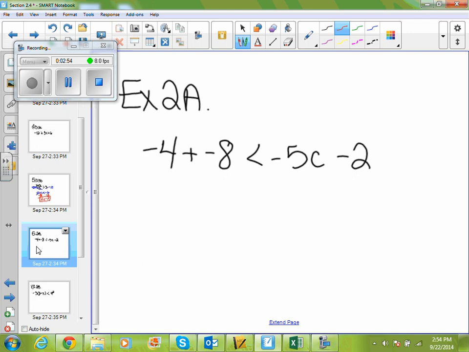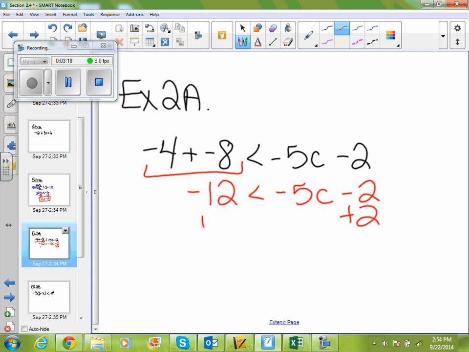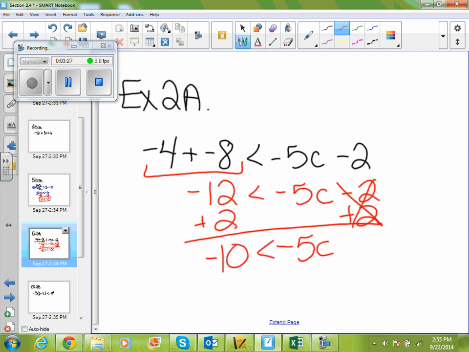Let's look at 2a. I have negative 4 plus negative 8 is less than negative 5c minus 2. First thing I have to do is combine my like terms. What's negative 4 plus negative 8? Negative 12. So I get negative 12 is less than negative 5c minus 2. So we add 2. Negative 10 is less than negative 5c.